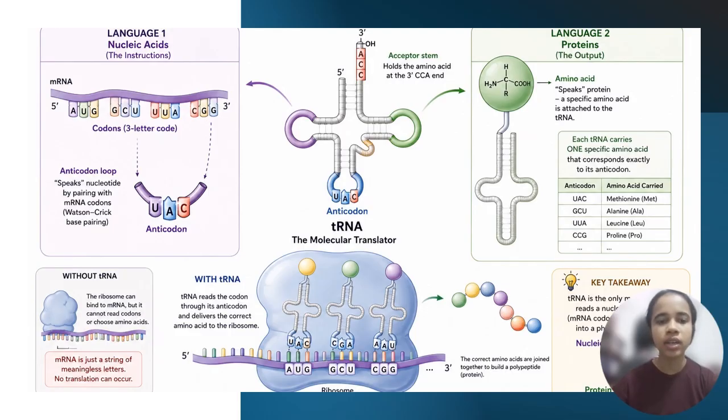But tRNA is like the intelligent messenger. It understands both languages, and it brings the right amino acids at the right time. That is why it is called the molecular translator.